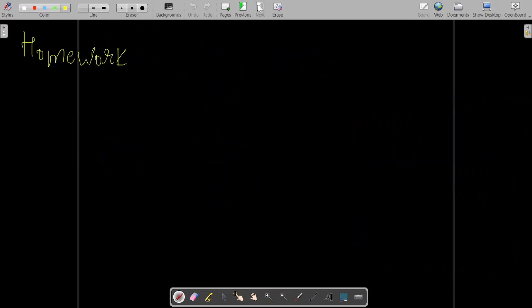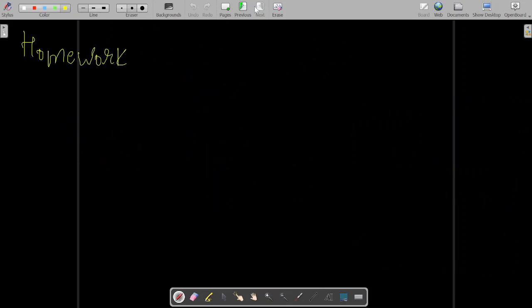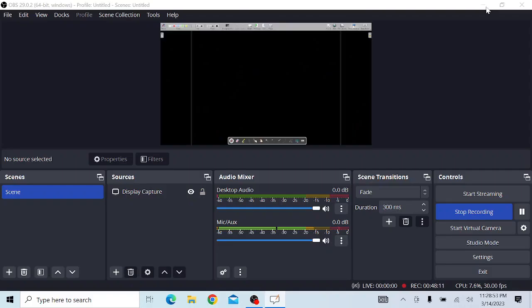So f is inversely proportional to r to the power 4. Yes, f is inversely proportional to r to the power 4. This is the thing which you get from here.